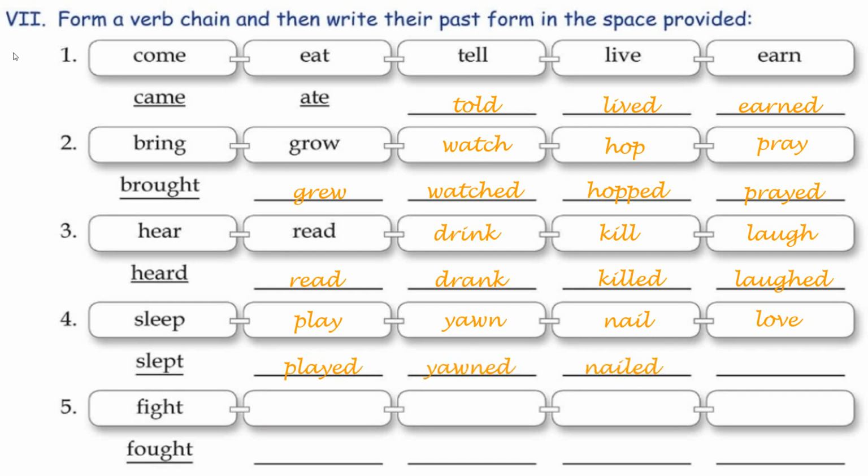Now question number 5 with fight. The last letter is T. So I have written talk. Then with K kidnap. With P pass. And then S see. Now let's change into past form. Fight fought. Talk talked. Kidnap kidnapped. Pass passed. And then see saw.